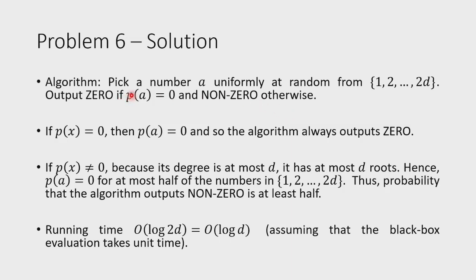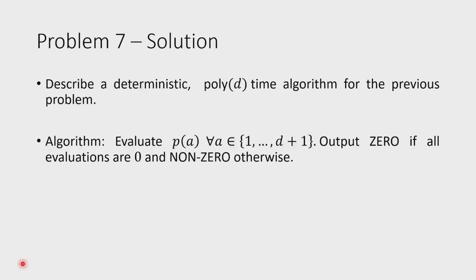Okay, so what is the algorithm doing? It's picking a number uniformly at random from 1 to 2D, right? Instead of uniformly at random, we go one by one. Right, one by one, check everything. There's a 2D number, so order log D. Sorry, order D time, right? Right. That's exactly the algorithm.